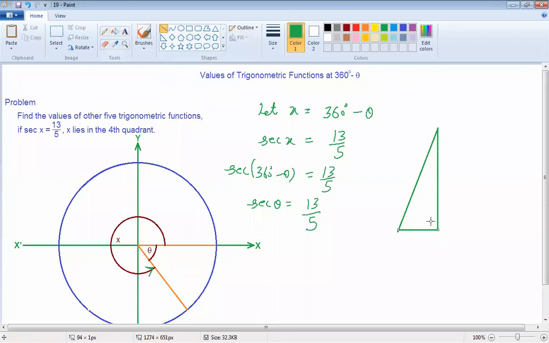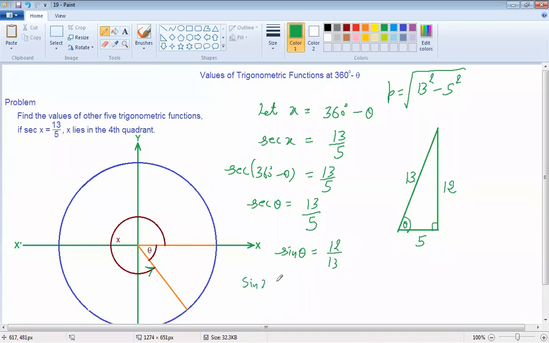So this is a right triangle. This is angle theta. Secant theta is 13 by 5, that is hypotenuse divided by base is 13 by 5. It means that hypotenuse is 13, base is 5. By Pythagoras theorem, we can find the perpendicular equal to 12, because it is the square root of 13 square minus 5 square. This is the value of the perpendicular. So therefore, we can write sine theta is equal to 12 upon 13.